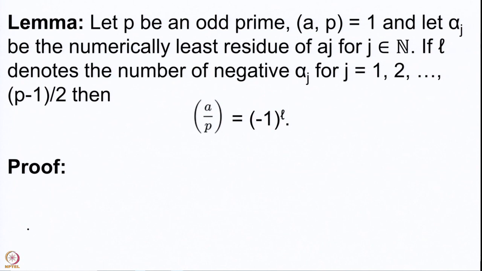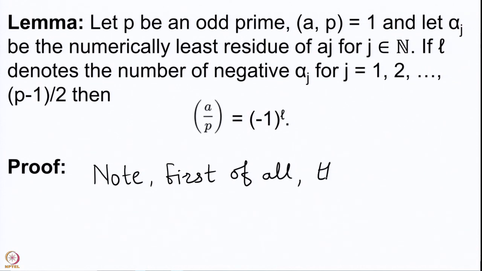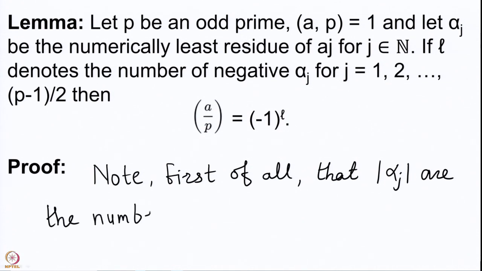So, what we note first of all, that mod alpha j are the numbers 1, 2, 3 dot dot dot (p minus 1) by 2. Let us call this number r in some order.